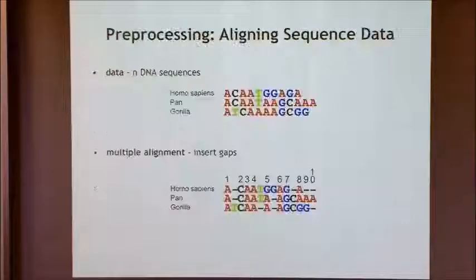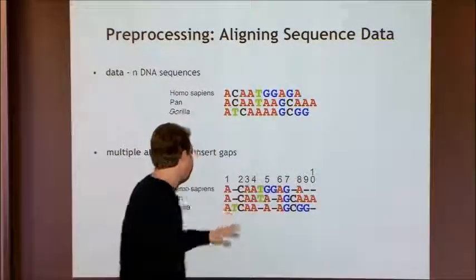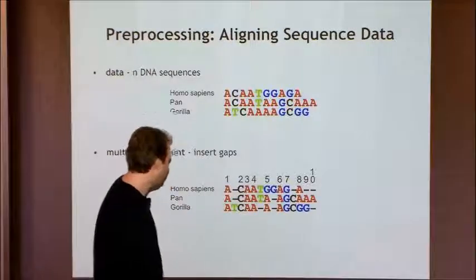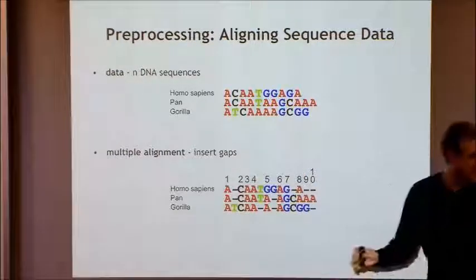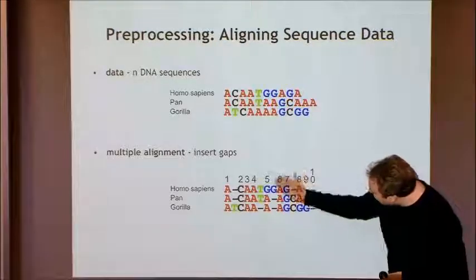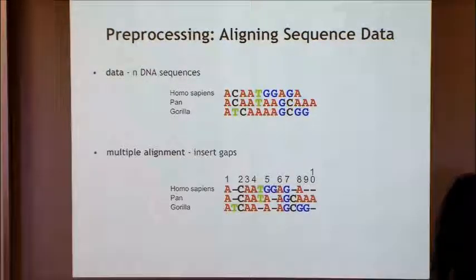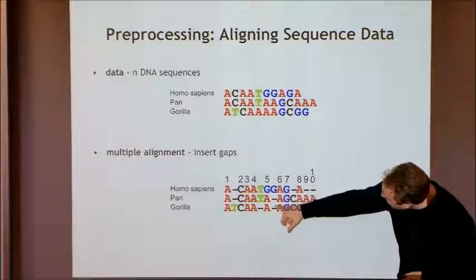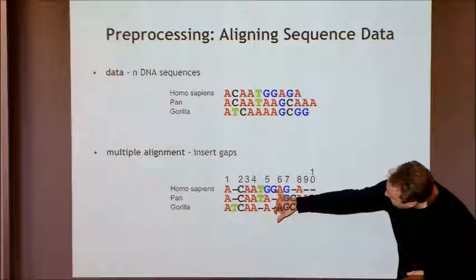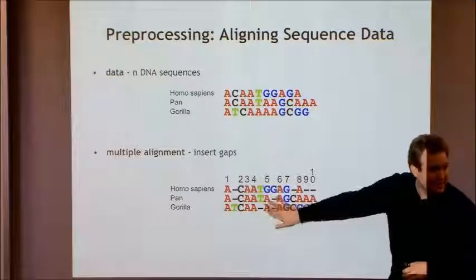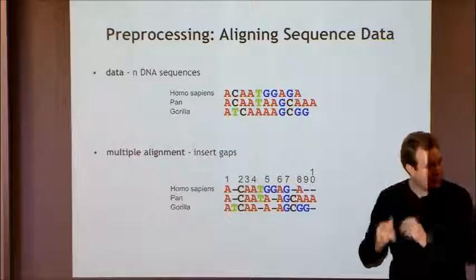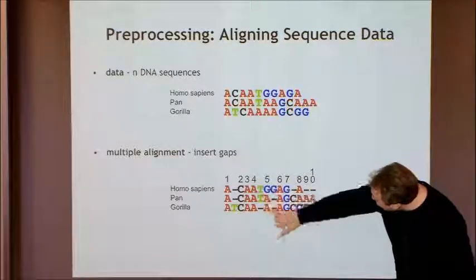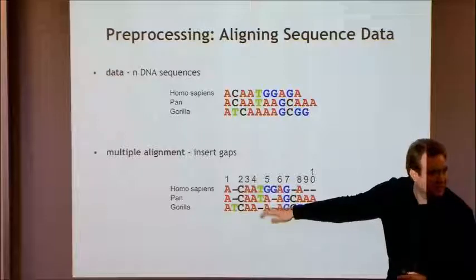There was a question. Is a gap in general like an extra base, I guess? You could try to model gaps as some extra state, or you could just treat it as missing data. You could maybe just keep only those columns that don't have gaps. There are probably lots of different ways that biologists deal with those. But the idea would be that if I put a gap here, it's because maybe the site corresponding to G in the ancestor was deleted in these two species, and so I don't see it anymore. And so just by trying to align everything, there might be something missing over here. That's sort of what multiple sequence alignment does.